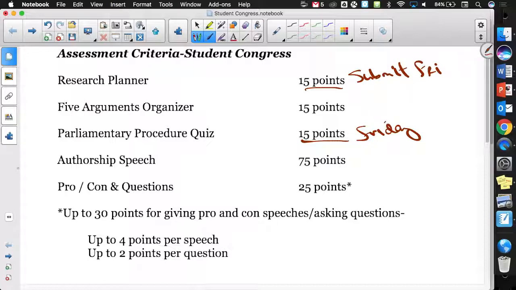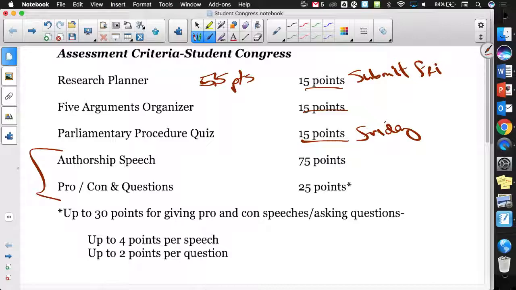Your five arguments organizer, you're not going to worry about for now. That's something that we're going to get to later on in next week. You're going to need to have everyone's bills before you're able to submit that. The other thing here that's missing is you also get 10 points for submitting your bill to me. So you're taking a look at 15, 30, 45 points, plus the 10 points for submitting your bill. You actually are accruing 55 points before we even get to the speech and all that kind of stuff taking place once Student Congress begins.